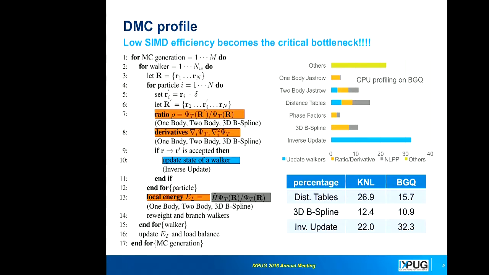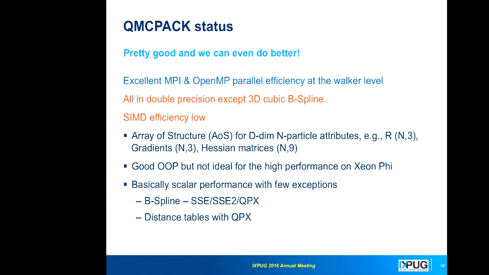The inverse update is mainly a BLAS2 calculation. So we actually benefit a lot from the high bandwidth memory, because BLAS2 routines are memory bound, not compute bound.